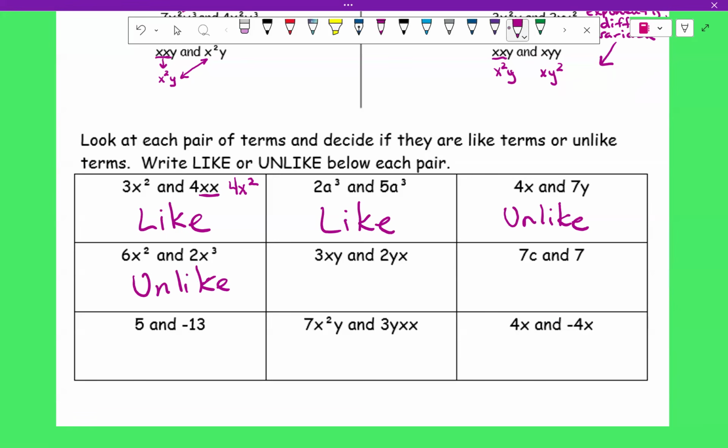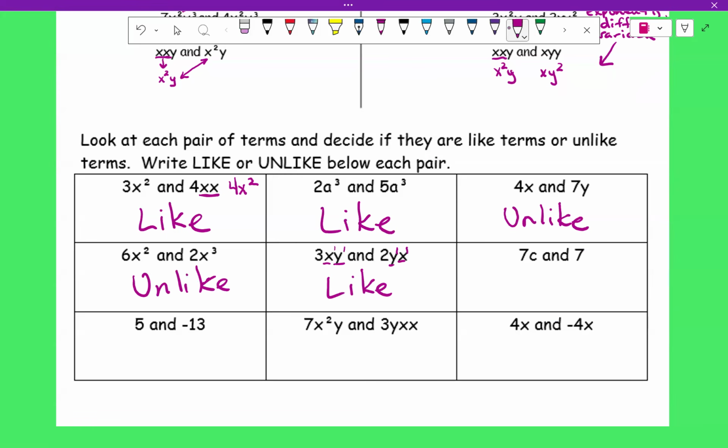3xy and 2yx. This one's a little bit tricky. So first we're going to check, do they have the same variables? x and x, y and y. They do. Are the exponents on all those variables the same? They are. So the order doesn't matter. So these would be like terms.